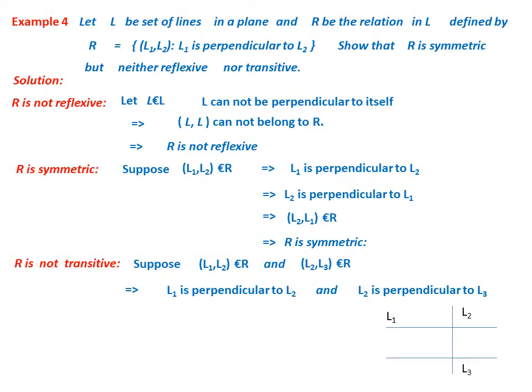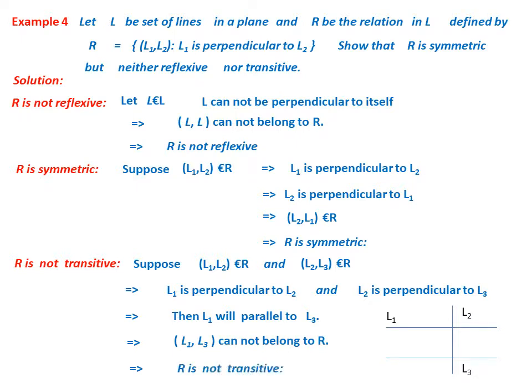Now look here. If L1 is perpendicular to L2 and L2 is perpendicular to L3, in the diagram it is very clear, L3 will be parallel to L1. So it cannot be perpendicular. This implies L1 will be parallel to L3. This means (L1, L3) cannot belong to R because the condition is perpendicular. Therefore, R is not transitive. So R is not transitive. Therefore, the given relation is only symmetric, but it is not reflexive and it is not transitive.